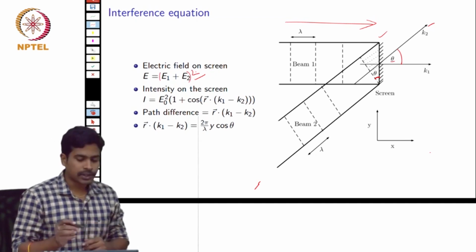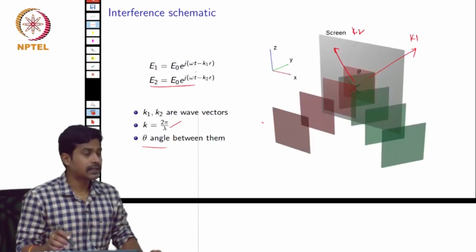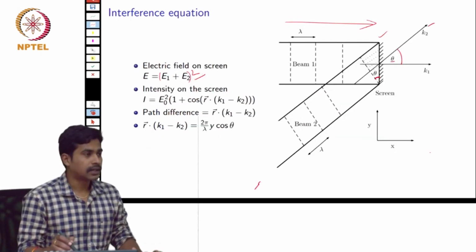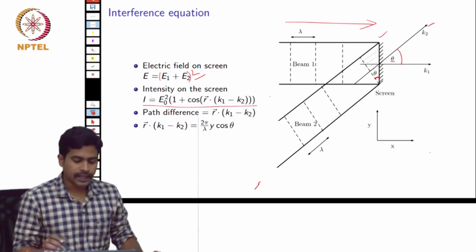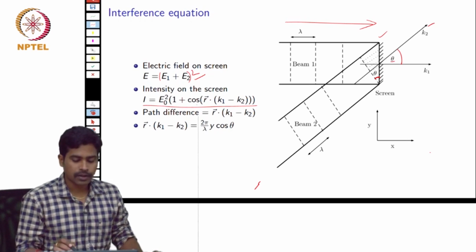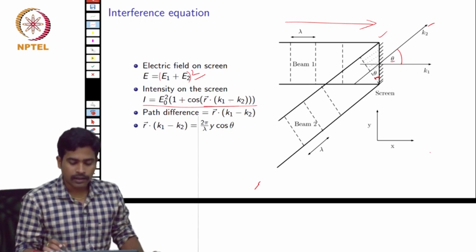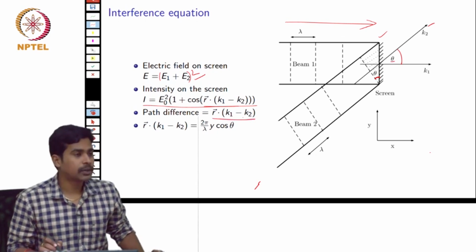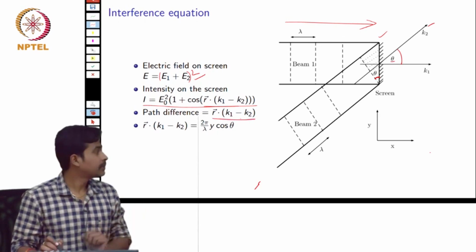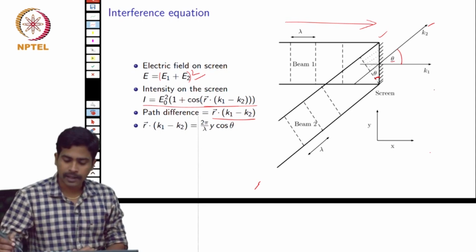After substituting the electric fields from the previous slide and doing the algebra, we find that the intensity on the screen is given by E naught square into (1 plus cos of r dot (k1 minus k2)). Here, r dot (k1 minus k2) is the phase difference arising from the path difference between these two beams. So, let us understand what this path difference is.